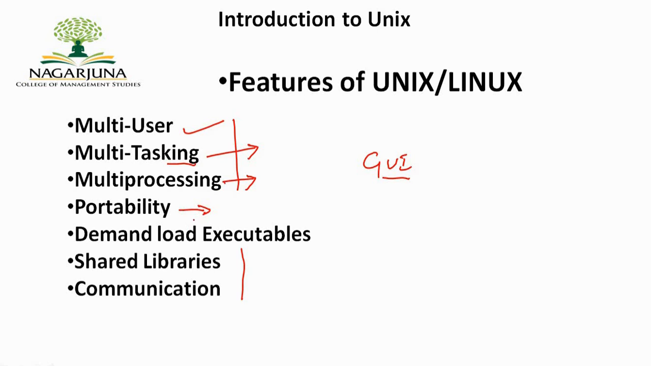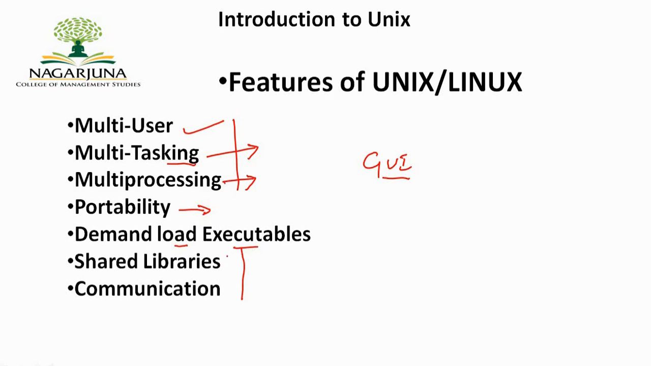The next feature of the Unix operating system is demand-loaded executables. In the sense that Unix helps to load only those parts of a program that are actually required for execution into memory. So that's the beauty of the Unix operating system.